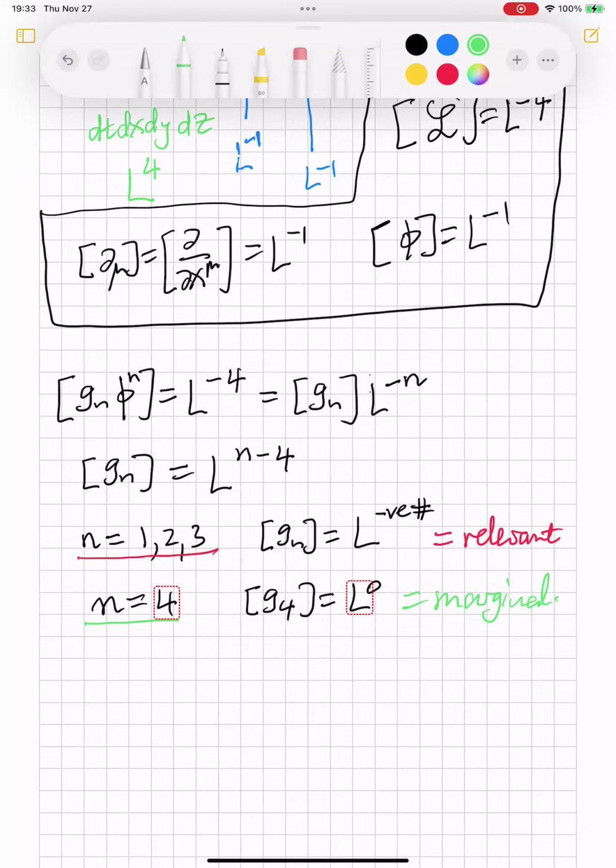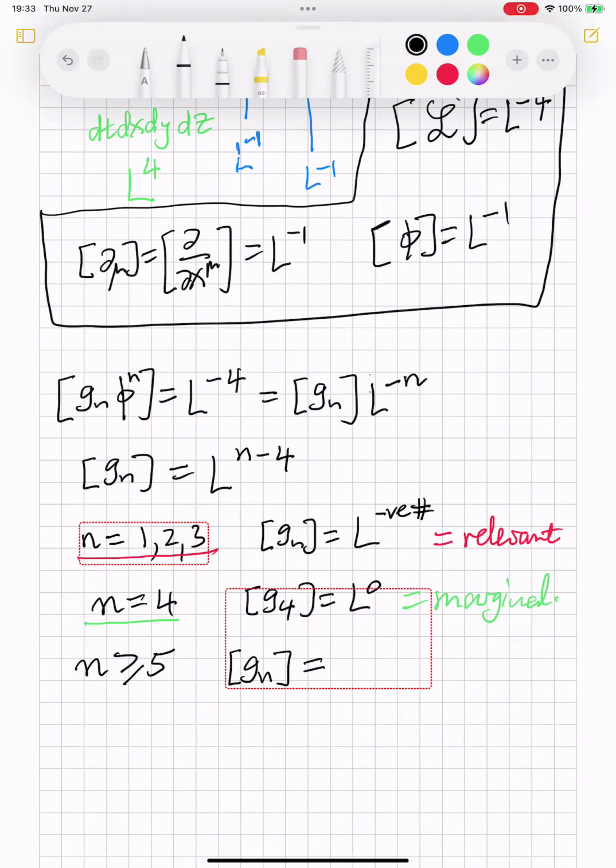And then finally, if n is greater than or equal to 5, then we know that gn will be L to a positive number. So this is just like our area, which was an L squared. And we know in this case, this is irrelevant.